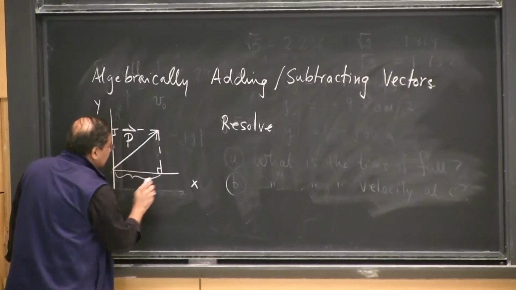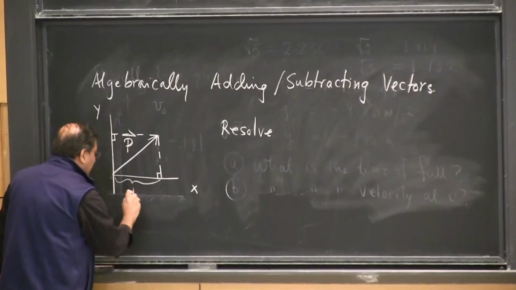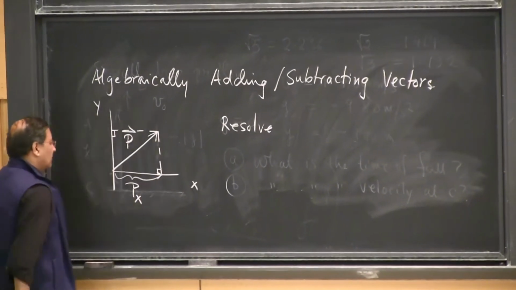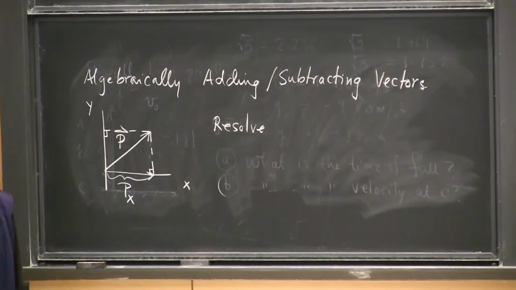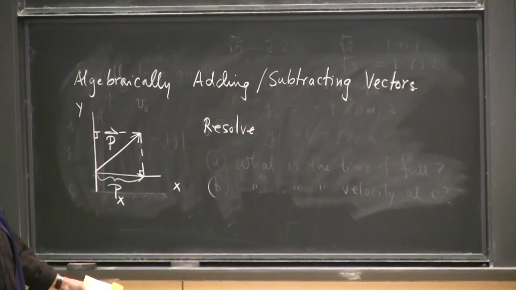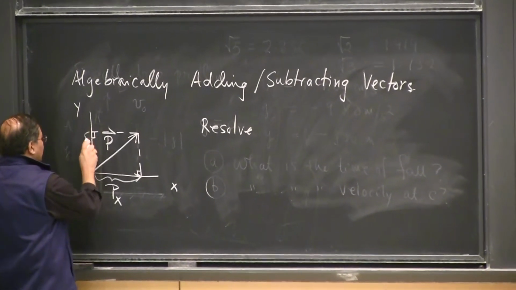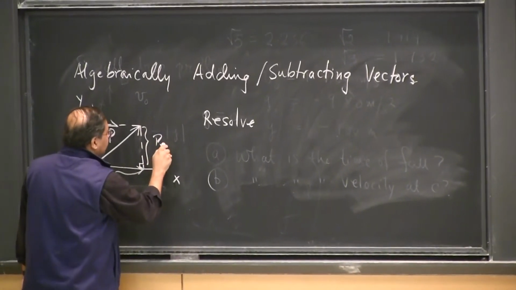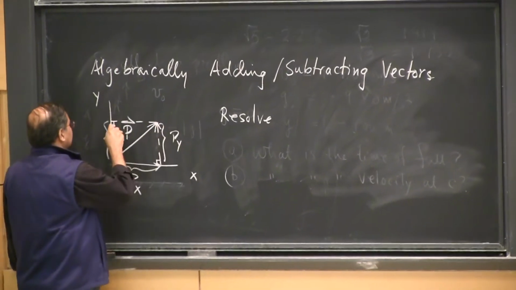This piece that ends up on the x-axis has a name. It is called the x component of P. It also has a direction. And Px is what we normally call it. If it were another vector C, we would call it Cx, and so on. Likewise, the y component, which is the same here and here, would be Py. And again, that will also be a vector like that.